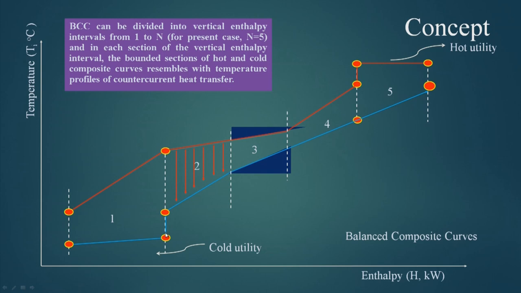The balanced composite curve, which is drawn between the axes temperature and delta H, which is enthalpy, can be divided into vertical enthalpy intervals from 1 to n. In the present case, n is 5. Now, the first one is this, which is vertical enthalpy interval number 1. Second is this, which contains the hot composite curve up to this and the cold composite curve up to this. Then the third one is this, and so on.